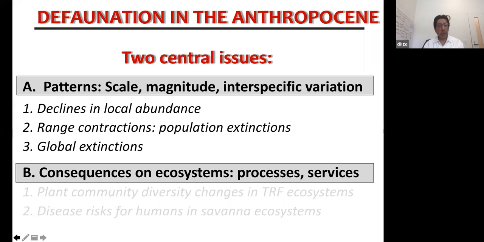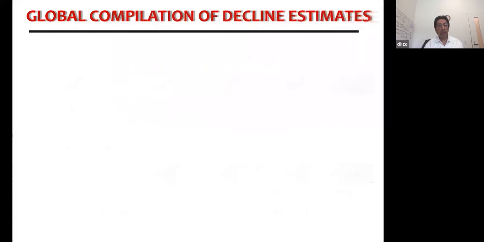But I really wanted to use these three elements of my discussion on defaunation to convey the idea that global extinctions, of course, are very important and critical, but a major problem with defaunation today is, on the one hand, the declines in the abundance of the species, and on the other hand, the contractions in the geographic distribution of the species, which leads to the extinction of populations of many species of animals.